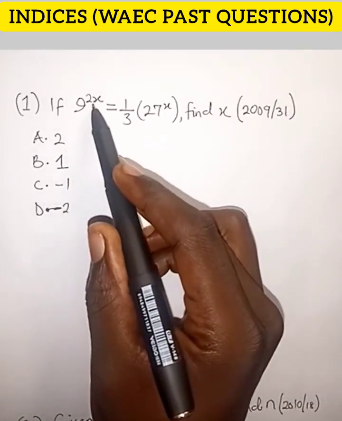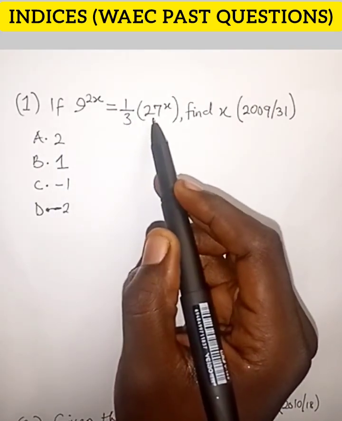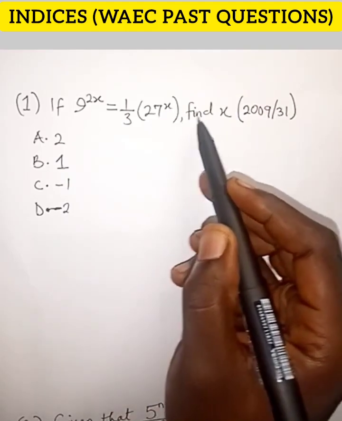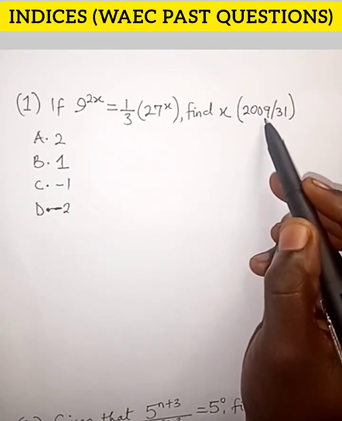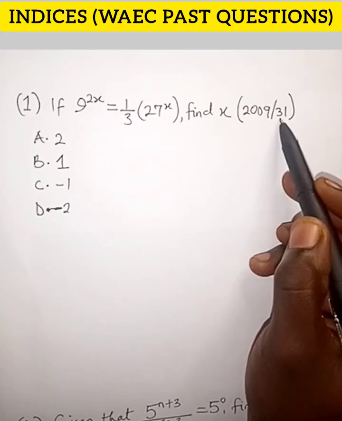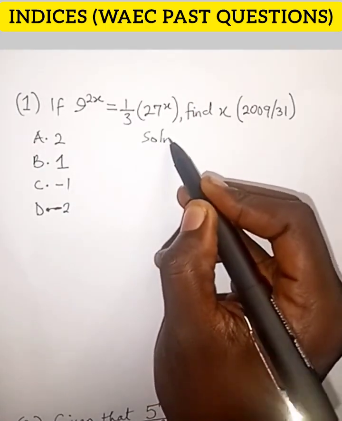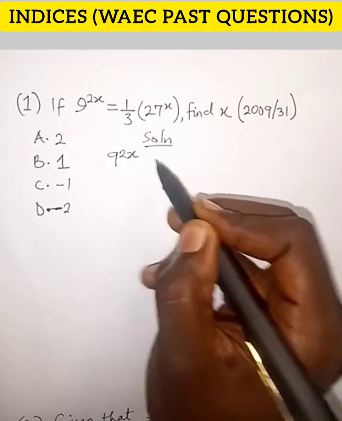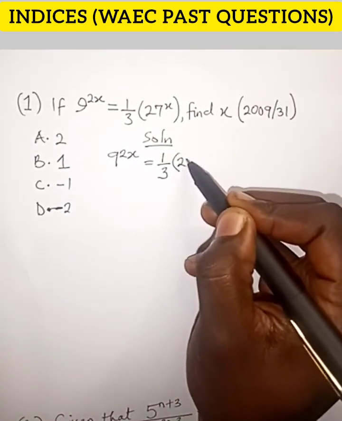If 9 raised to power 2x equals 1 over 3 into 27 raised to power x, find x. This is a WAEC question 2029, objective 31. Let's solve this problem. Now we have 9 raised to power 2x equal to 1 over 3 into 27^x.